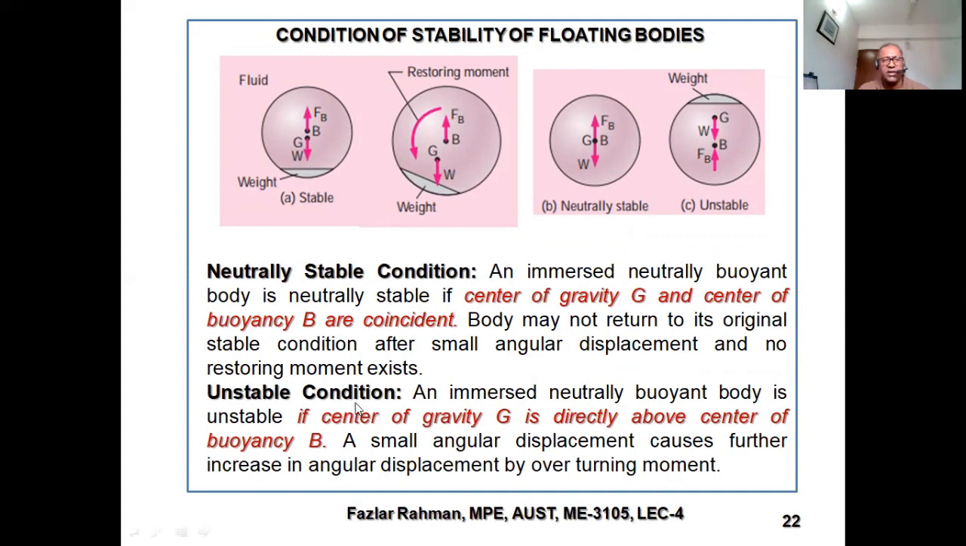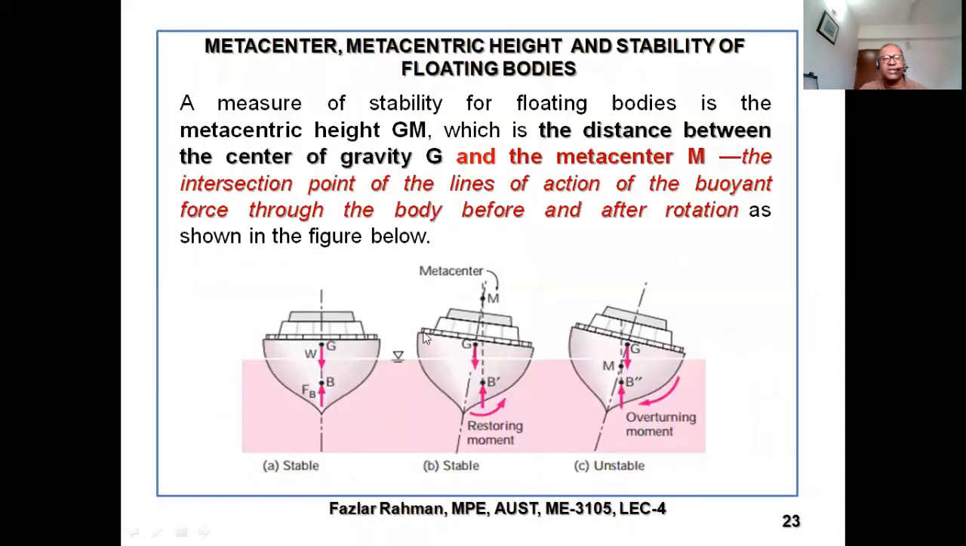Okay. Then the unstable condition. It says an immersed neutrally buoyant body, buoyant meaning floating body, is unstable if the center of gravity is directly above the center of buoyancy. A small angular displacement causes a further increase in rotation by an overturning moment. This one is called the restoring moment, and this one is called the overturning or unstable moment, because it will try to make more rotation. That's why it is called the overturning moment.